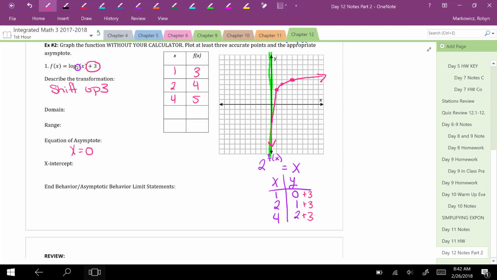What type of transformation do we have? Shift up 3, and what does that affect, your x's or your y's? Y's. Did we have any other transformations? No. So if you notice, all you're doing is adding 3 to your y values. So you should get 1, 3, 2, 4, and 4, 5. Yes? How did we do with that part? Good? All right, go ahead and see if you can fill in the rest of these characteristics real quick.